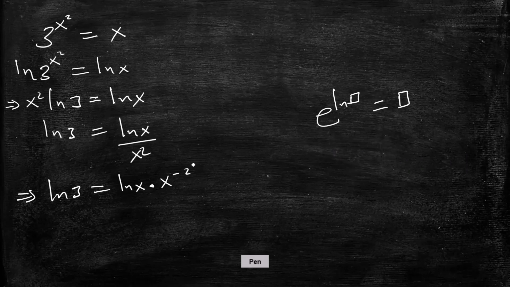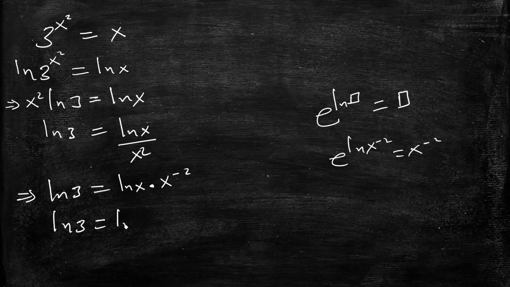Now, we can do this since e raised to ln of x is x. e raised to ln of x raised to negative 2 is x raised to negative 2. We can rewrite this one as ln of x times e raised to ln of x raised to negative 2. Why are we introducing the e? Because we want to introduce the Lambert W function, that's why we are introducing the e here. That's the idea.